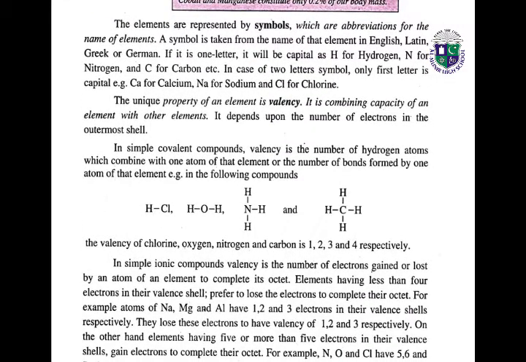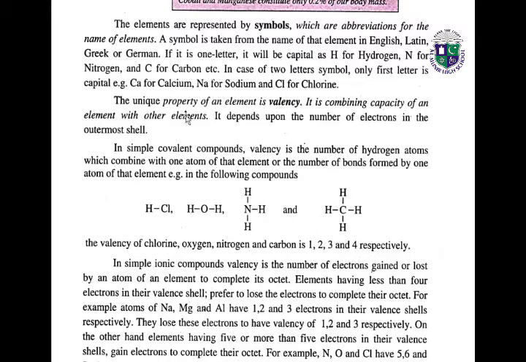Next students, what are symbols? The elements are represented by symbols, which are abbreviations for the names of elements. A symbol is taken from the name of that element in English, Latin, Greek or German language. If it is one letter, it will be capital, as for hydrogen the symbol is H. For nitrogen it is N. For carbon it is C. In case of a two letter symbol, only the first letter is capital, like calcium symbol is Ca, sodium symbol is Na, for chlorine symbol is Cl.